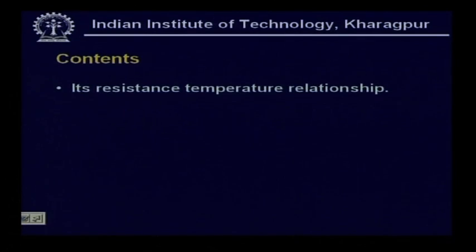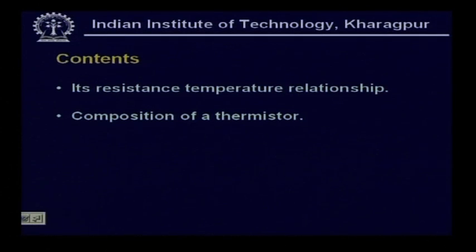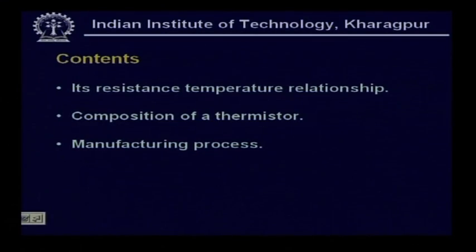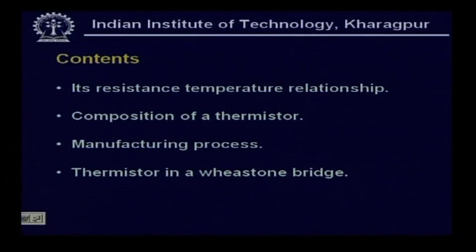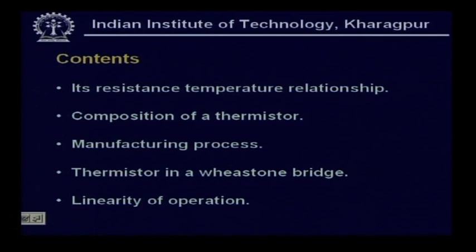Now, contents of this lesson is its resistance temperature relationship or characteristics, composition of a thermistor, because it is a semiconductor material. So, you have to look at what are the compositions and how it is made, manufacturing process, how actually thermistor is made, and thermistor in a Wheatstone bridge. This is very important. We will show that Wheatstone bridge is used to take an unbalanced voltage which is calibrated in terms of temperature, and its linearity of operations.